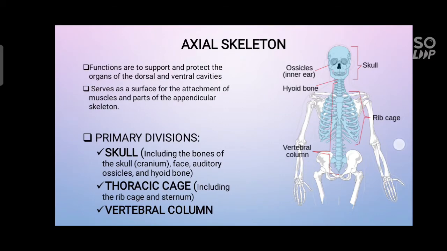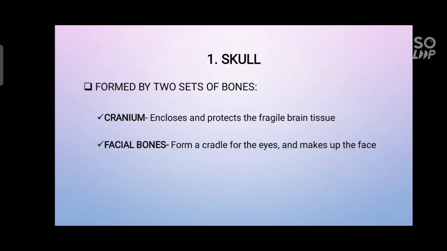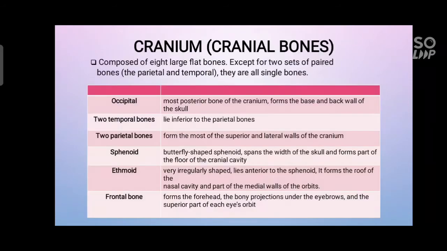appendicular skeleton. So the skull is formed by two sets of bones, the cranium, which encloses and protects the fragile brain tissue, and the facial bones that form a cradle for the eyes and make up the face. The cranium or the cranial bones are composed of 8 large flat bones. They are all single bones except for 2 sets of paired bones, which are the parietal and the temporal bones.